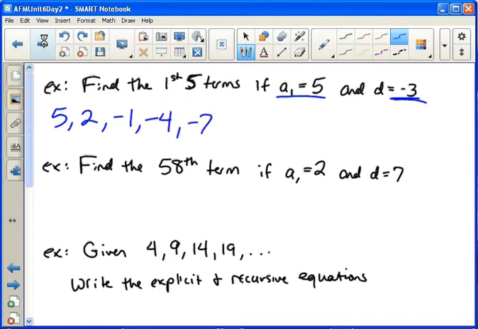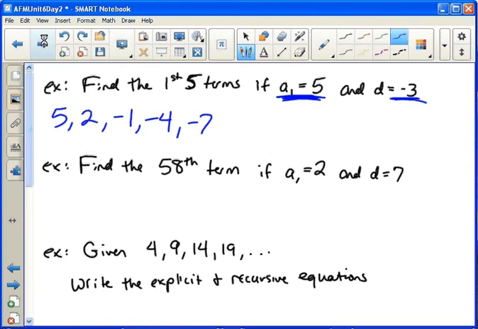The one they give you does count. This is the first term. So the first 5 terms would be 5, 2, negative 1, negative 4, and negative 7, because I'm just subtracting 3 every time. Now for this second example, find the 58th term. It's probably not going to be easiest for me to actually write out that whole thing. I don't necessarily want to write 57 terms just to get to the 58th one.